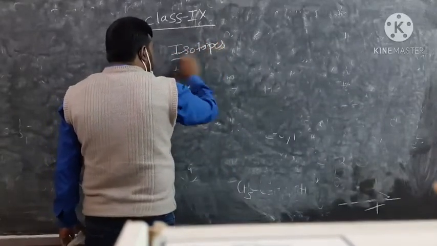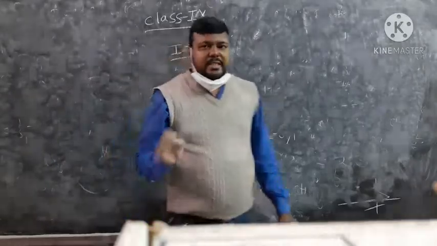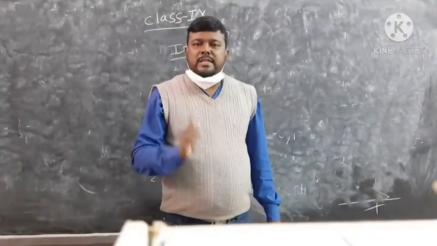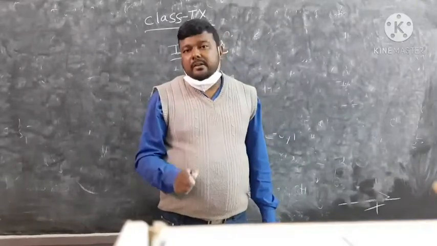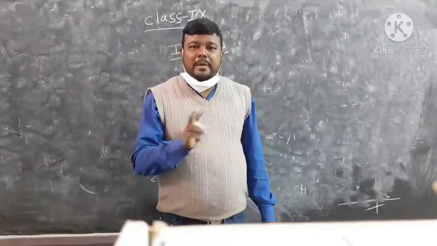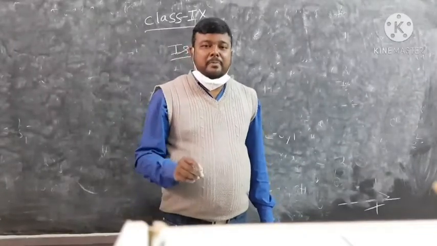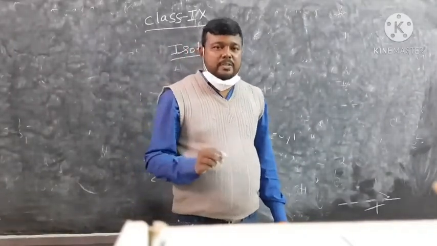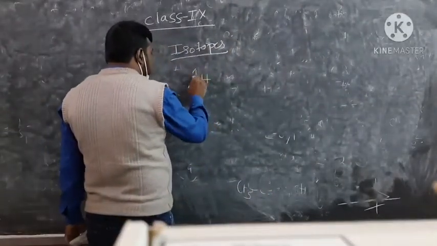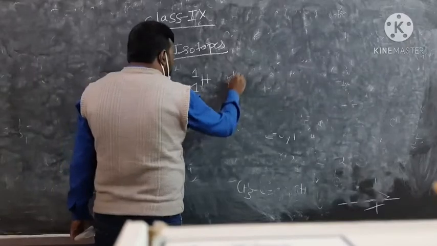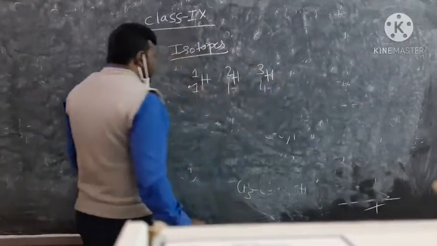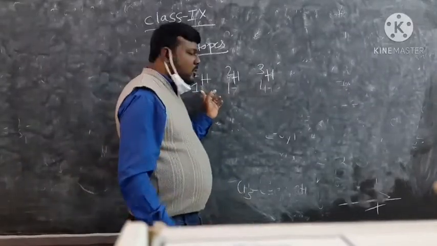Isotopes means the atoms of the same element which have the same atomic number but different mass number. The atoms of the same element which have the same atomic number but different mass number are known as isotopes. For example, we have the isotopes of the element hydrogen, like 1H1, 1H2, 1H3, etc. Now 1H1 is known as protium.